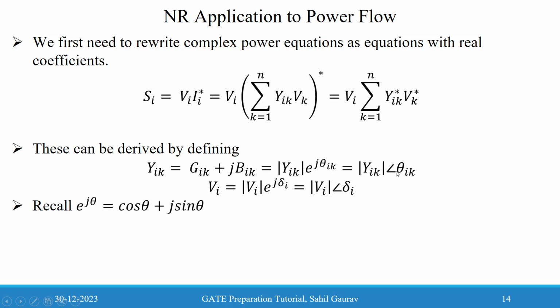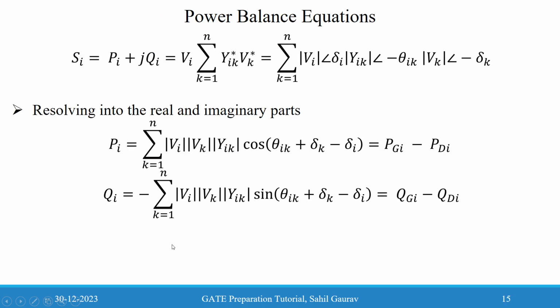Yik is equal to Yik at the angle of theta ik. We have assumed this angle as theta ik and the magnitude as mod Yik. And Vi, we have assumed Vi at the angle of delta i. And we know that e to the power j theta is equal to cos theta plus j sin theta. So upon substituting these values, that is Vi is equal to mod of Vi at angle delta i, and Yik conjugate, that is Yik at minus theta ik, and Vk conjugate is mod Vk at the angle of delta k. Upon resolving the real and imaginary parts, we will get Pi this one and Qi this one.